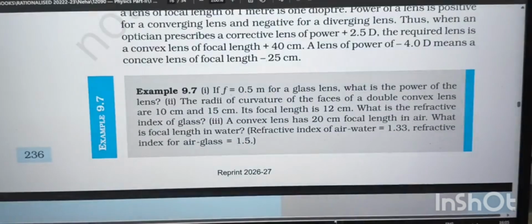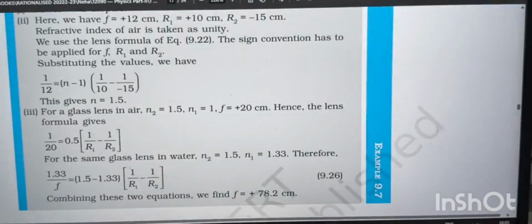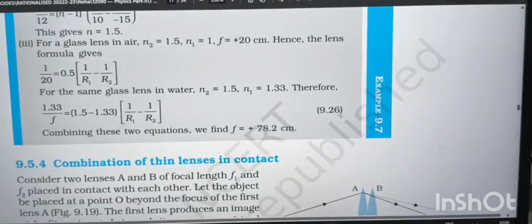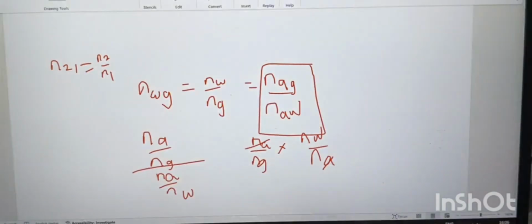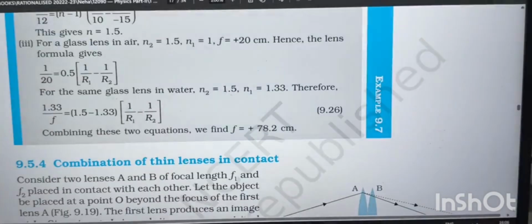So we can simply substitute here. There was no problem because it was glass and air interface, and we know the refractive index for glass and air interface is 1.5, that was given in the question. Now we are taking it for water and glass. So that's what we derived over here. We took it for air and glass and air and water. So this is 1.5 divided by 1.3. That is what you will take over here.